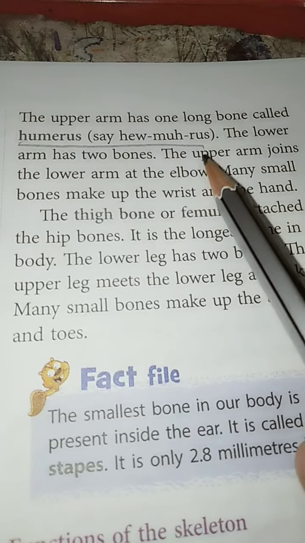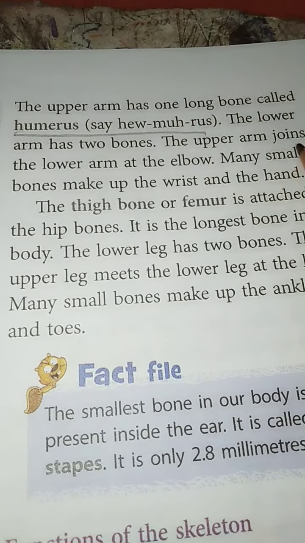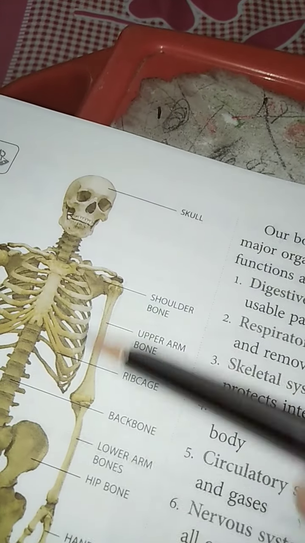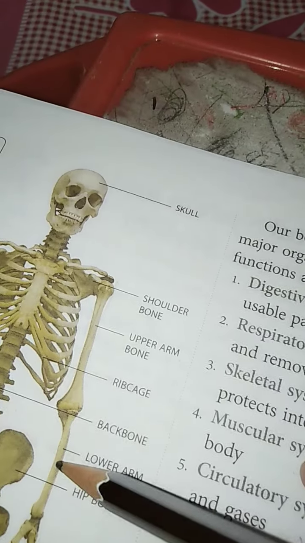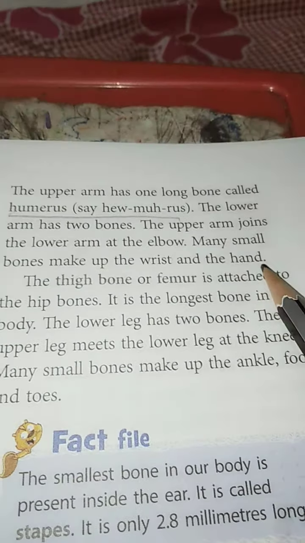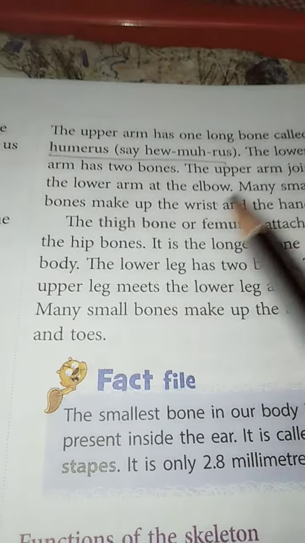The lower arm has two bones. The upper arm joins the lower arm at the elbow. Yes, here it is, the elbow. Elbow is the joining part between upper arm and lower arm, and the lower arm has two types of bones. Many small bones make up the wrist and hands. There are small bones in our wrist and in our hands.